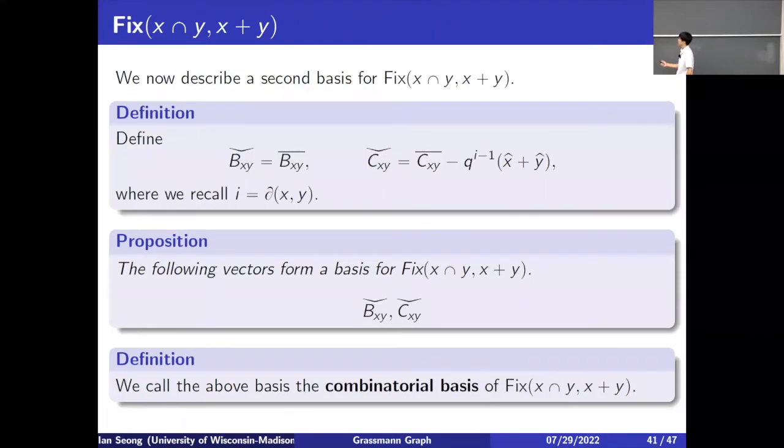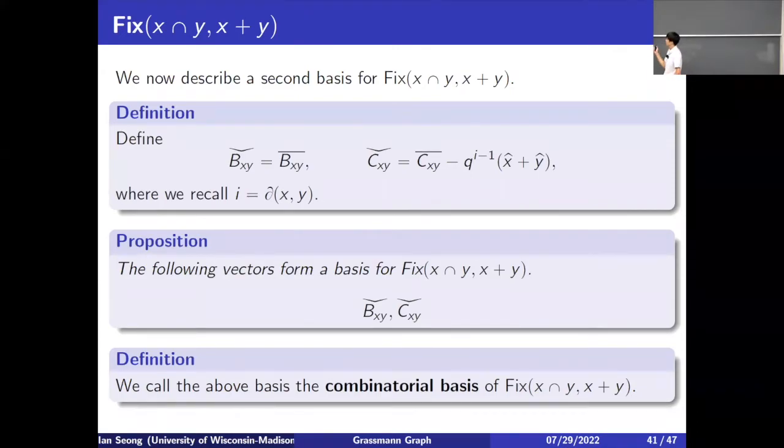In order to describe a second basis for fixed x intersect y and x plus y, we're going to define bxy check to be the same as bxy bar, but then cxy check is going to be cxy bar minus q to the i minus 1 times x hat plus y hat. The way we define this is to make sure that these checks lie in fixed x intersect y and x plus y, and that's why we defined it this way.